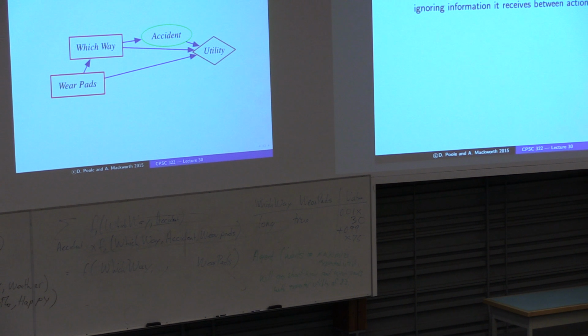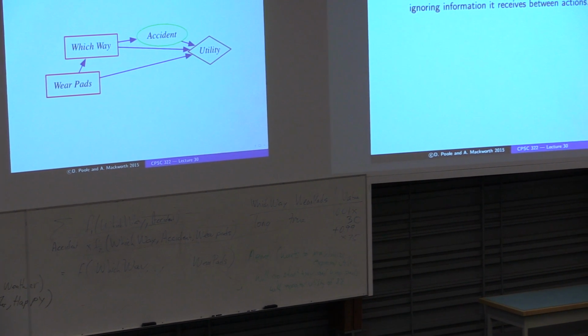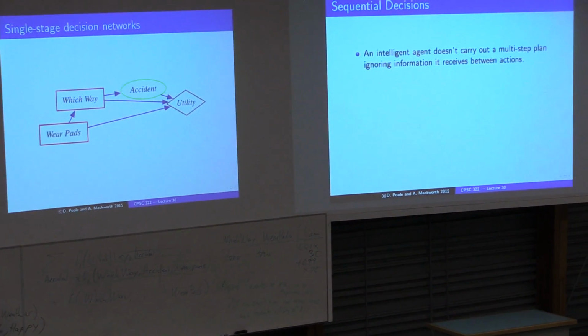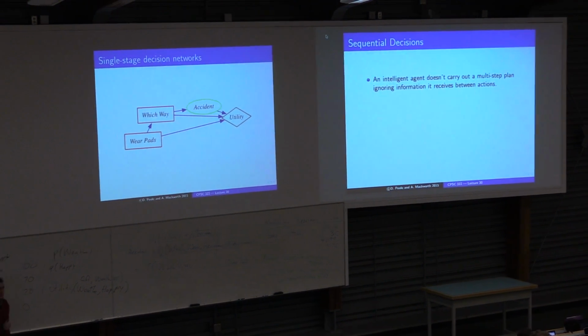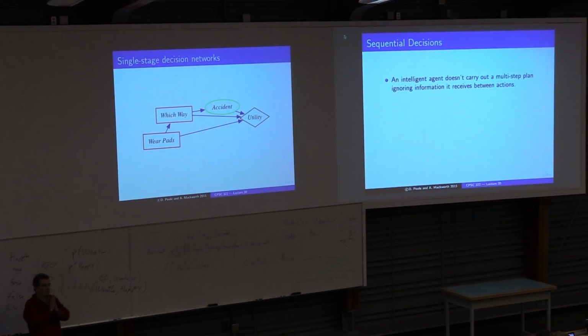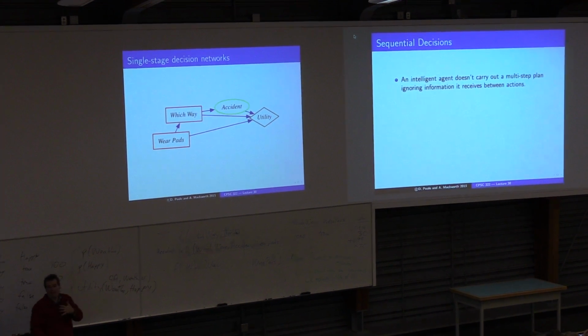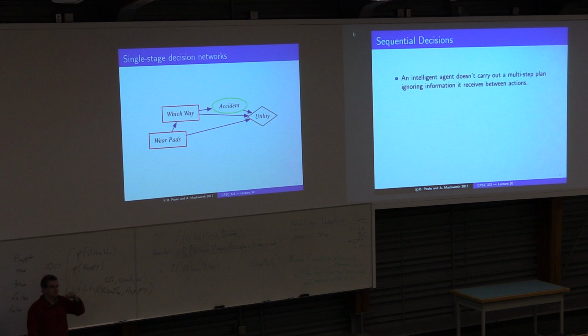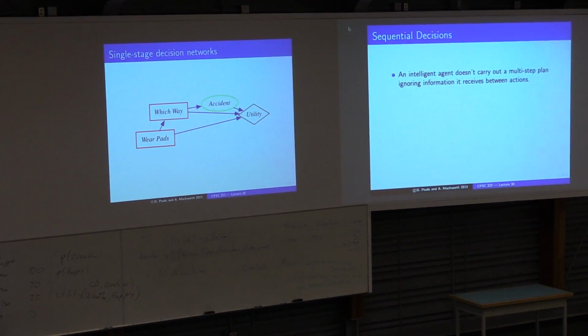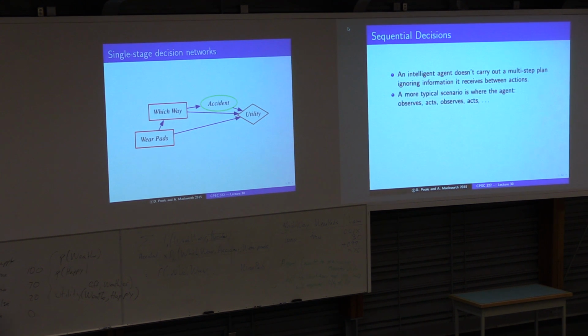So what we're going to do now is look at sequential decisions. An agent doesn't carry out a multiple-step plan ignoring information it received between actions. That would assume we made all of our decisions up front and then the world acts. We don't want to do that. We'd like to observe some of the world and act, and assume we're going to observe the world in the future. So we're going to work out what to do when we receive information between actions. In more typical scenarios, the agent observes, acts in the world, then observes more and acts, and keeps going on. Here was the model of our agent before: observations, acting, observations, and acting.